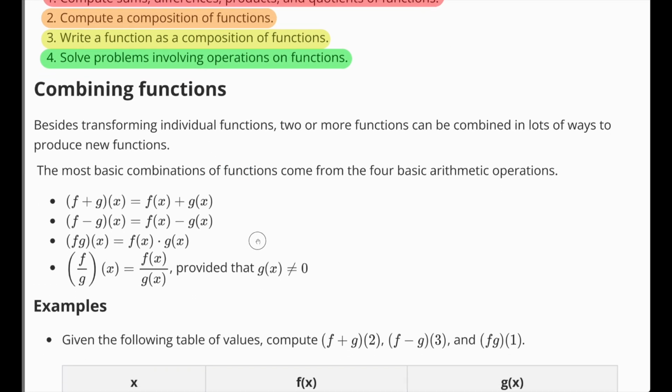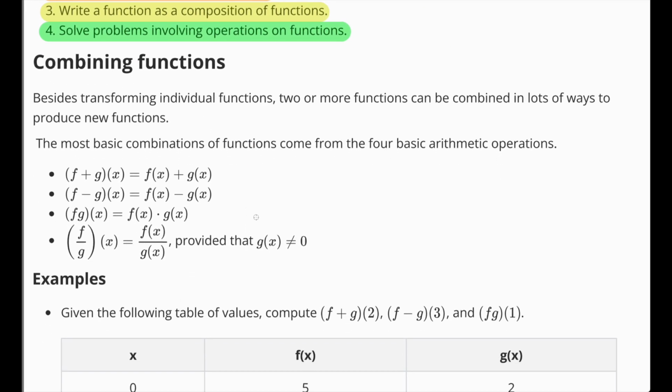It says besides transforming individual functions, that was in the previous video, two or more functions can be combined in a lot of ways to produce new functions. The most basic combinations of functions come from the four basic arithmetic operations, mainly adding, subtracting, multiplying, and dividing. Just like always, whenever you're dividing, you have to make sure that you are not dividing by zero. So if you notice right here, this one's dividing the f function by the g function here. G cannot be equal to 0 because you are not allowed to divide by 0. I'll show you some examples where this comes into play.